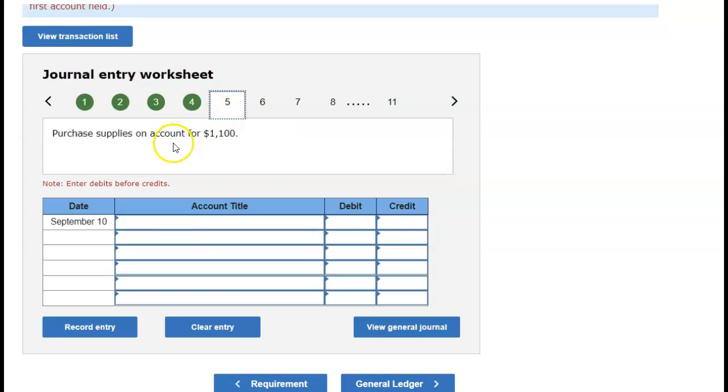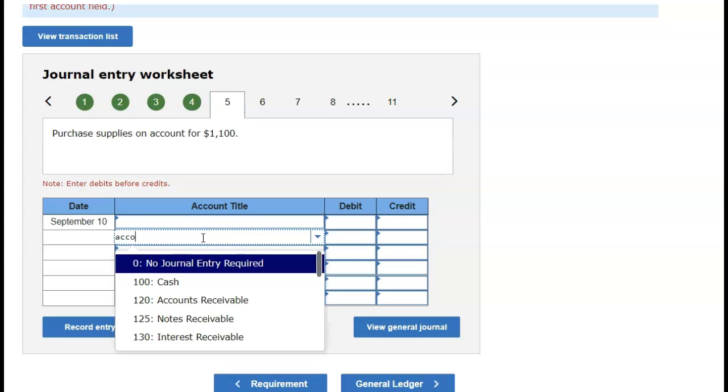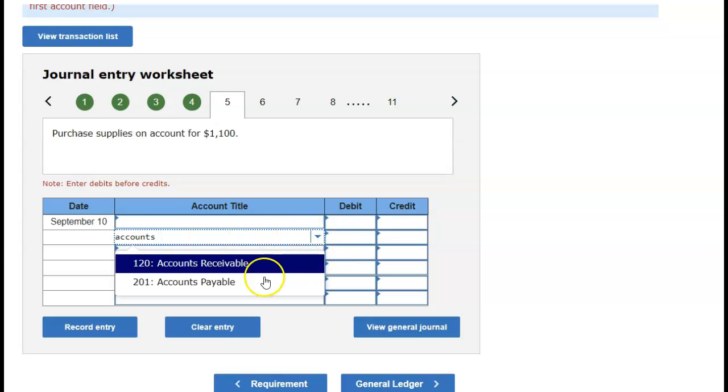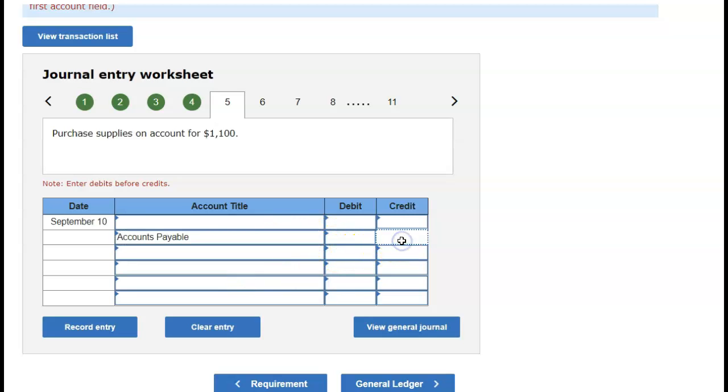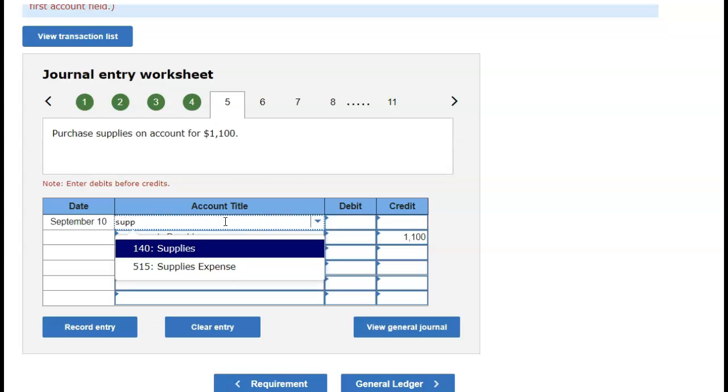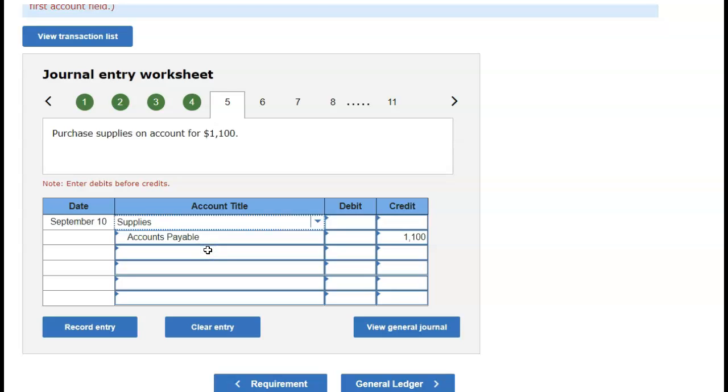We purchased supplies on account for 1,100. Again, on account means accounts payable. I'll do that one first. All right, our vendors are allowing us to pay $1,100 for supplies at some point in the future. Now, they give us supplies or supplies expense. This can be tricky. I've seen companies use both ways, but to be correct, at the time we purchase it, it has future economic value. So we will record it as an asset, supplies.